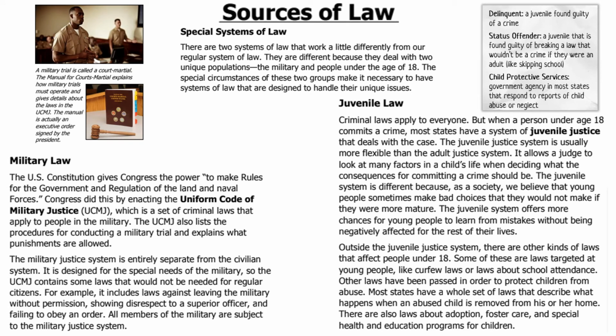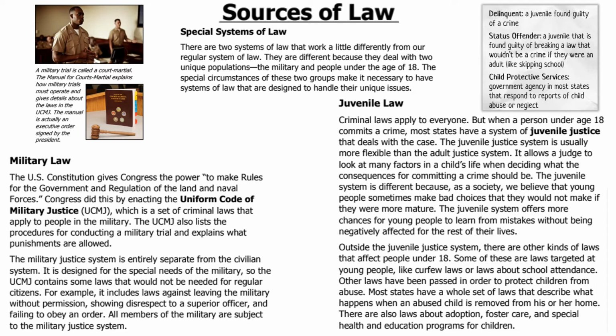Juvenile law. Criminal laws apply to everyone, but when a person under the age of 18 commits a crime, most states have a system of juvenile justice that deals with the case. The juvenile justice system is usually more flexible than the adult justice system. It allows a judge to look at many factors in a child's life when deciding what the consequences for committing a crime should be. The juvenile system is different because, as a society, we believe that young people sometimes make bad choices that they would not make if they were more mature.